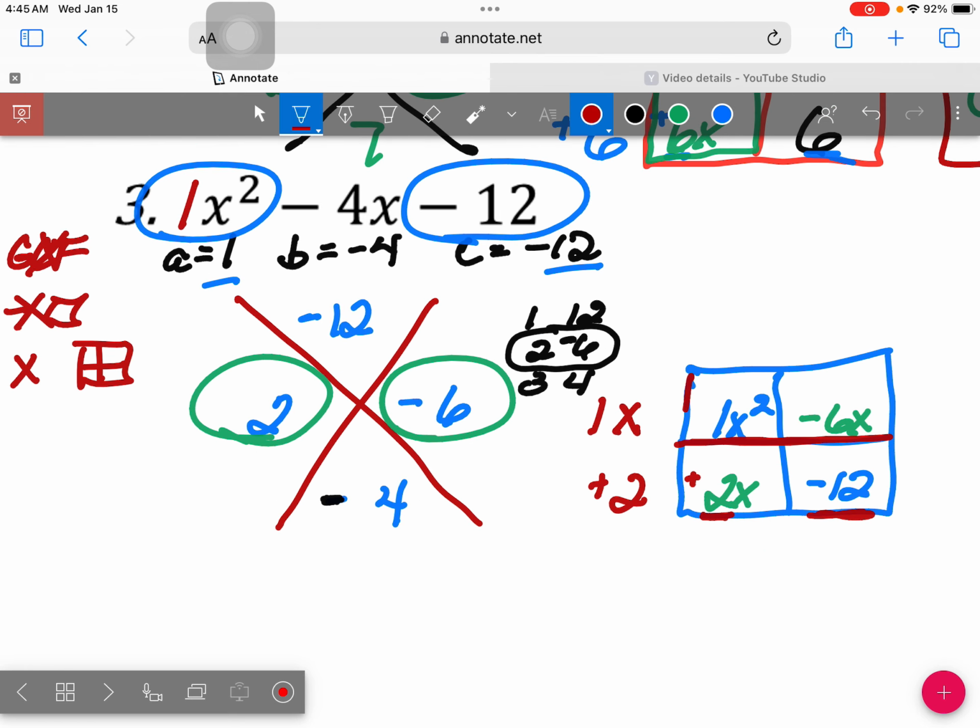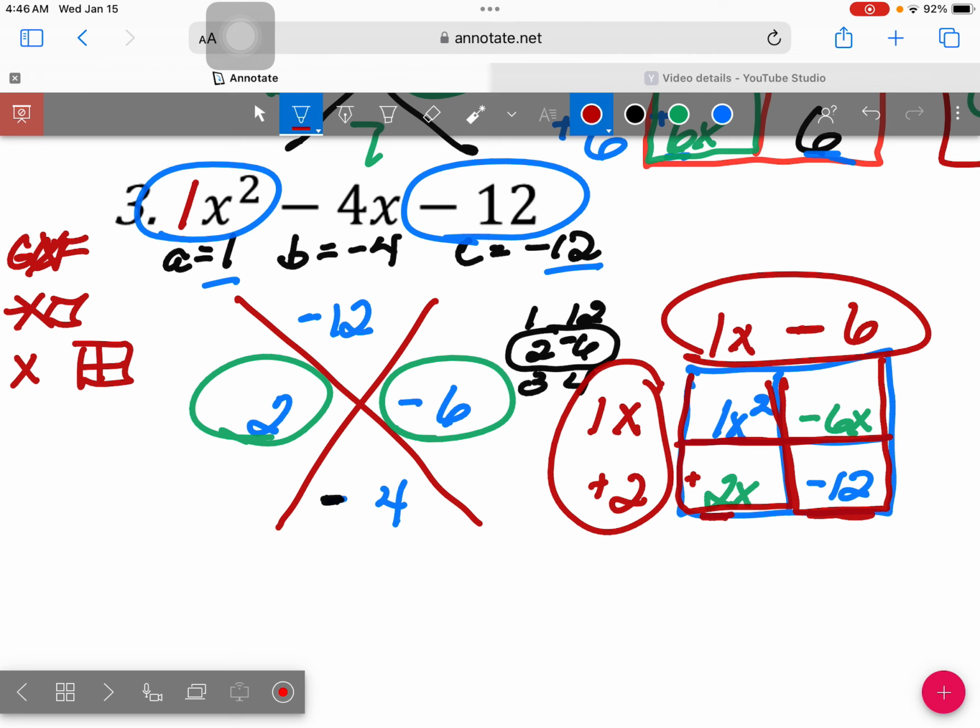Looking at the columns, you've got 1 and 2. Greatest common factor is 1. And we can also pull out 1x from each of those. And in the second column, -6 and -12, because the first one is negative, we want to pull out that negative. And 6 and 12, 6 is a factor of both of those, so 6 is the greatest common factor.